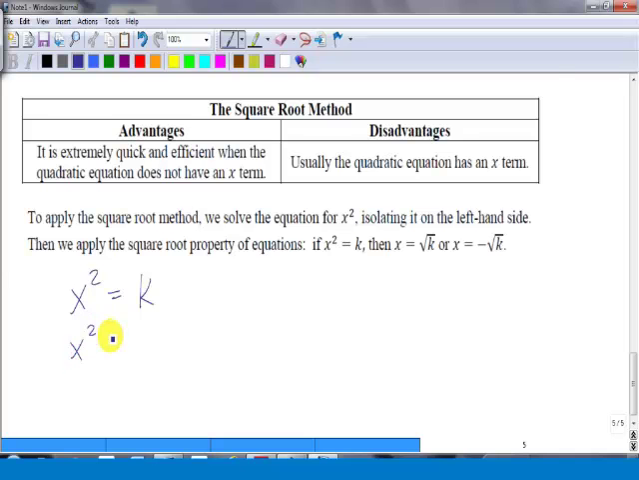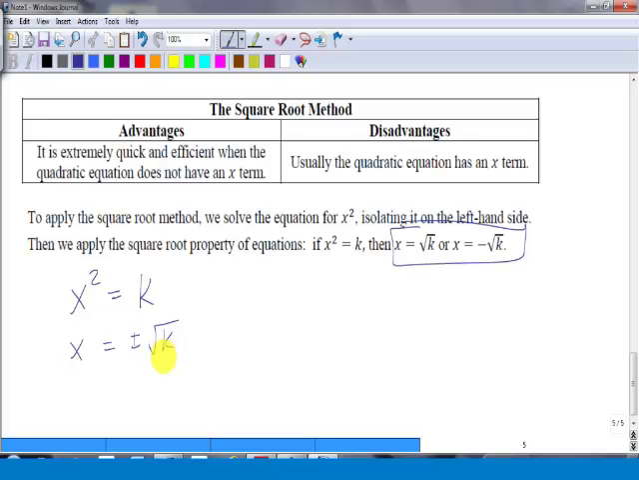So, the square root property of equations. If x squared equals k, we can say x equals the positive square root of k, or x equals the negative square root of k. And what we'll often do, right before we write that, is use the plus or minus symbol. Because these two solutions look so much alike, except for the sign in front of them, we shorten it sometimes and say plus or minus the square root of k.